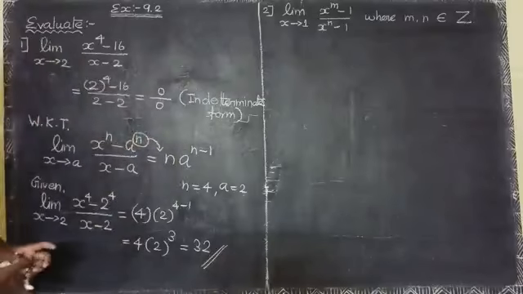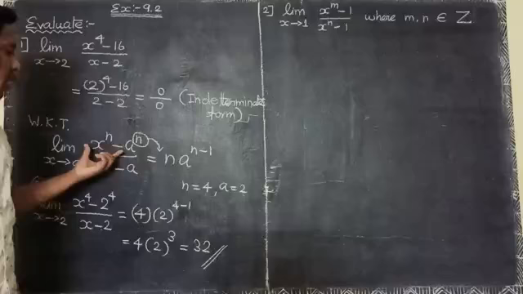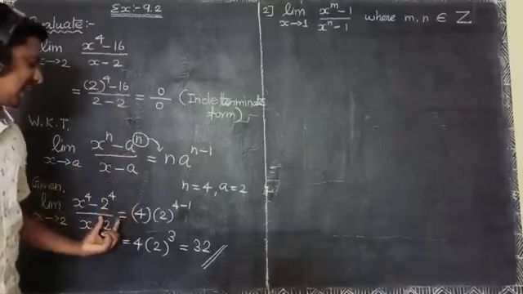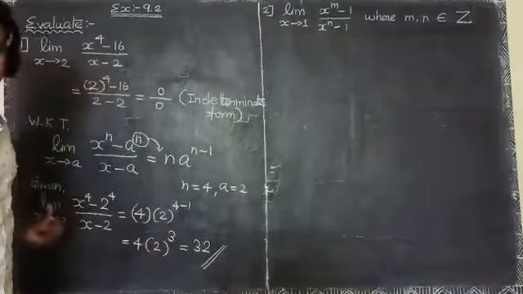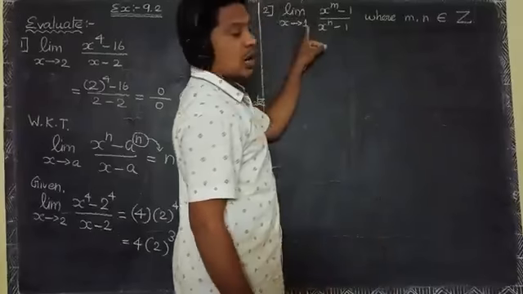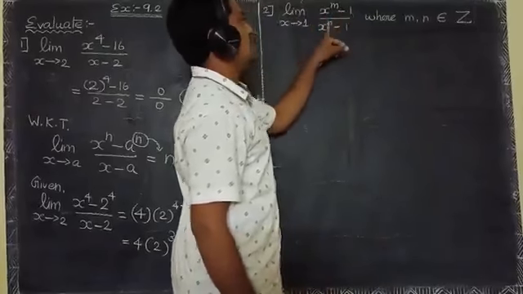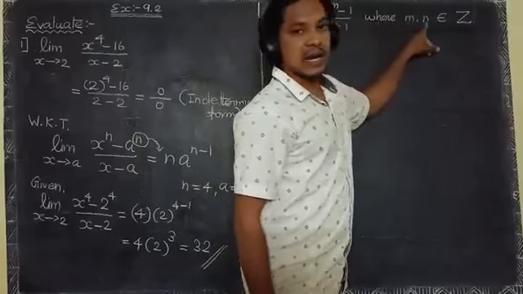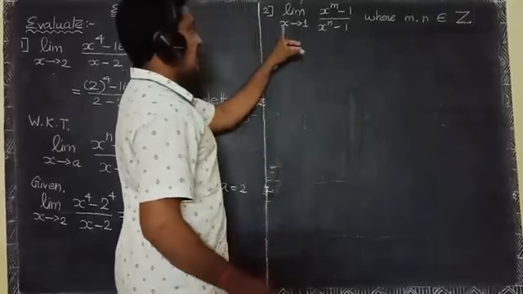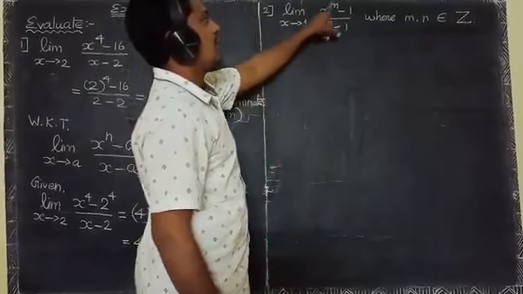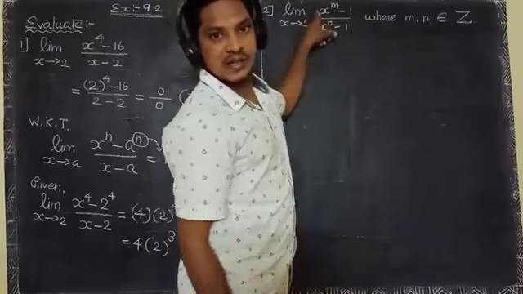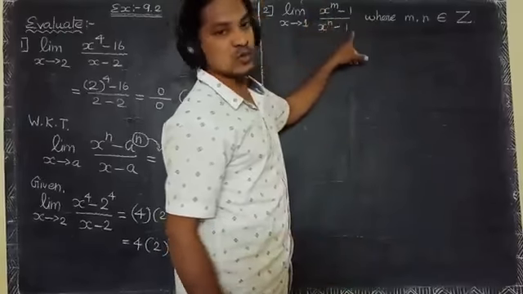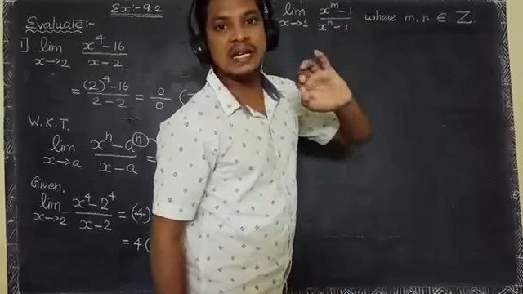Okay, for any indeterminate form, using any one property, we can find the limit of the given function. Here question number 2: limit x approaches 1 of (x power m minus 1) divided by (x power n minus 1), where m, n belong to integers. Substitute x equal to 1: 1 power m, 1 power anything is 1, so 1 minus 1 divided by 1 minus 1, that is 0 by 0, an indeterminate form.